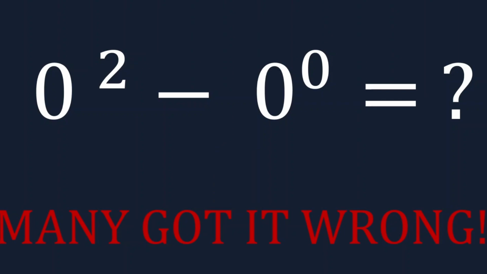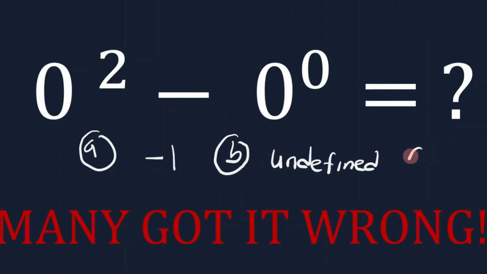Just to make it more interesting, we have three options here. Option A says -1. Option B says undefined. Option C says 0. Which one of these options is correct and which one is wrong? If we are going to pick one answer from these three options that is wrong, it will definitely be 0.